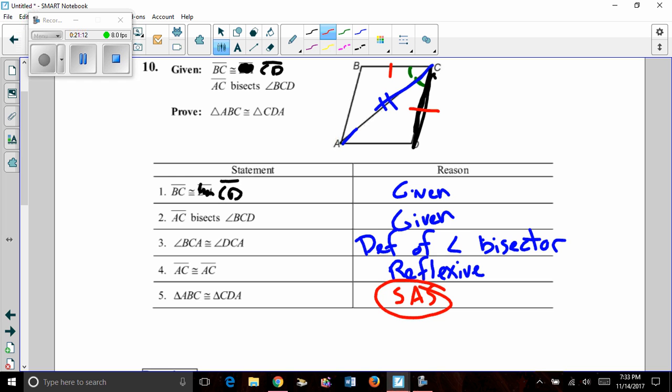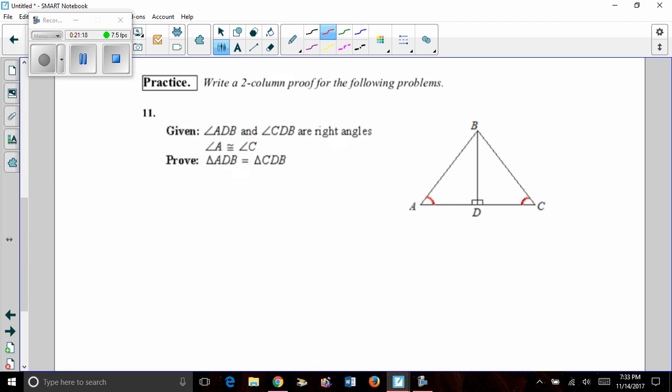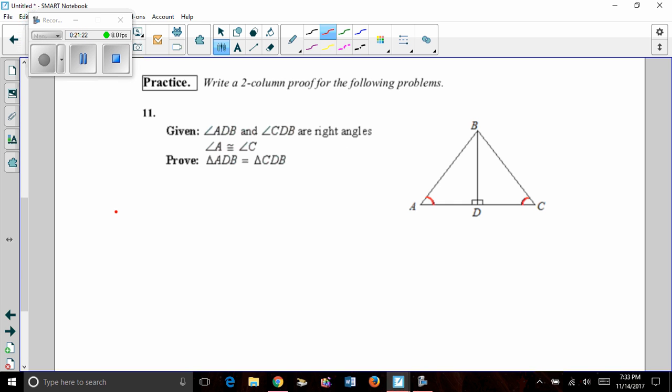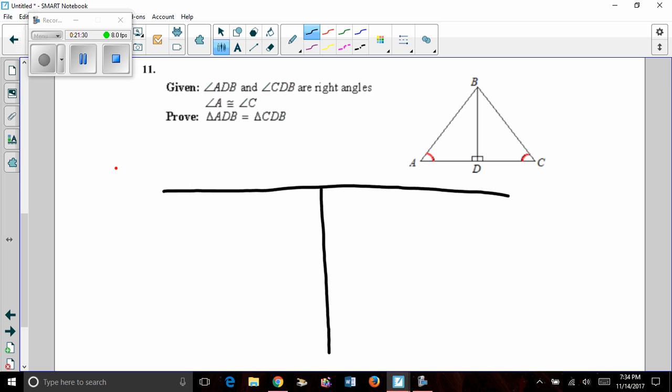And let's continue on. I'm going to scroll down and see what we have. Uh-oh. Now we've got one without pieces given to us. We're going to have to write this out ourselves. So let's start with statement and our reason. Let's see what we get.